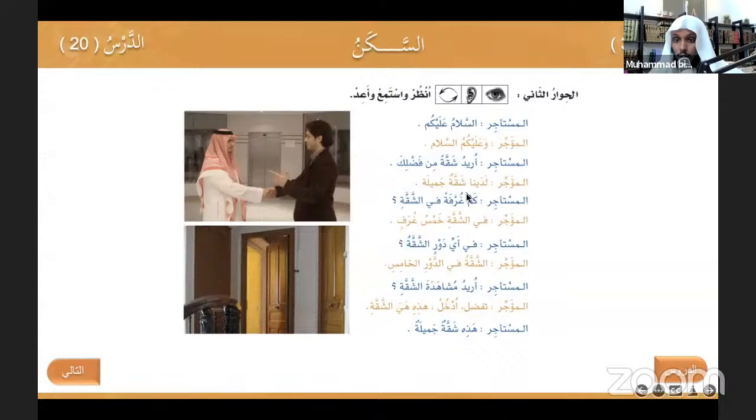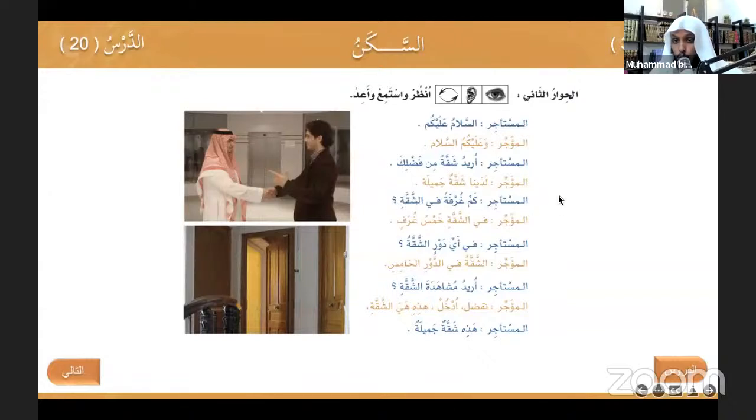كم غرفة في الشقة. Now this is the interrogative word that we talked about, that we're going to learn about today, which is كم. كم, you ask about something's quantity. And there is no one particular word in English that can take its place. So كم means how much, or how many, whichever one's correct in English. غرفة في الشقة. So you're asking about something's quantity. How many rooms are there in the apartment?